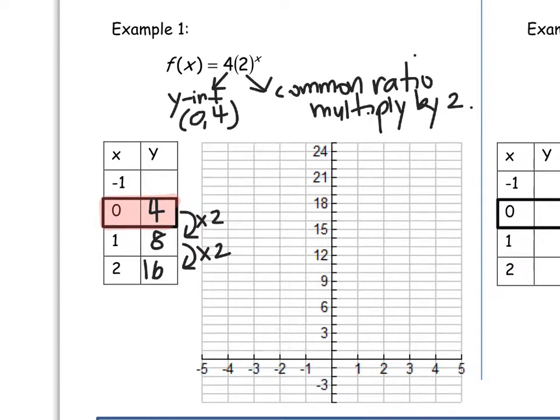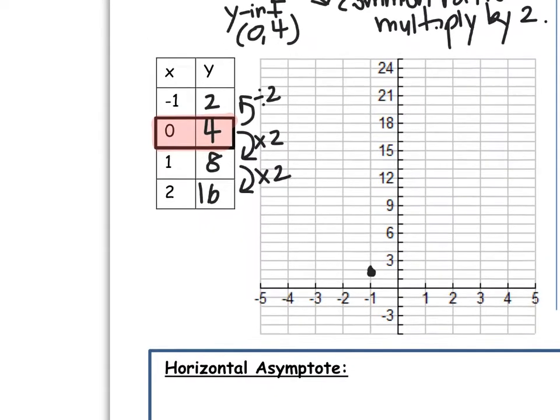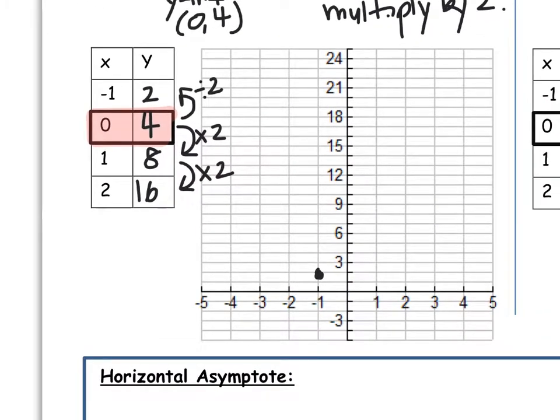And now I want to think about how I would go backwards. If I needed to work backwards to fill in this table, going down I multiply by 2. So to work backwards, I would divide by 2. And I would get 2. All right, let's plot these points. So these points are -1, comma, 2. I'm going to make this a little bit bigger. 0, 4, 1, 8, and 2, 16.